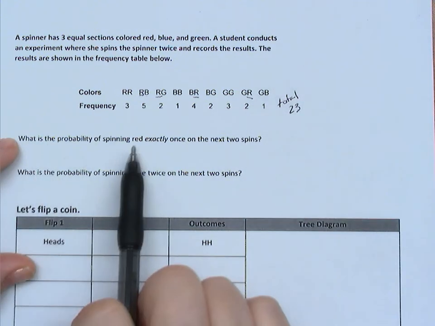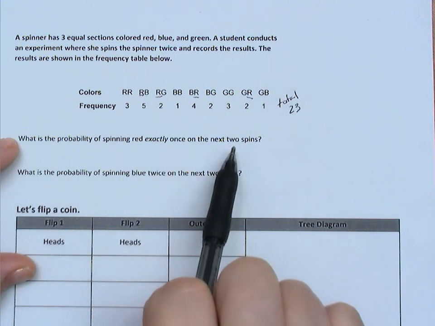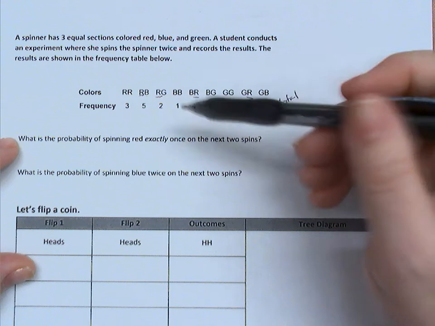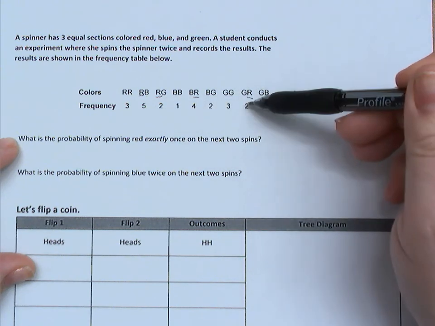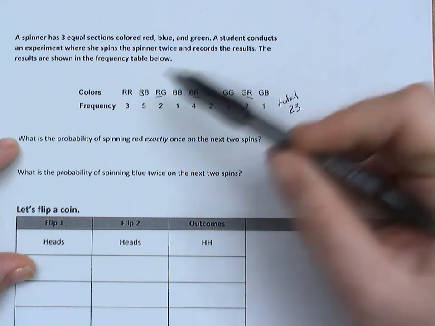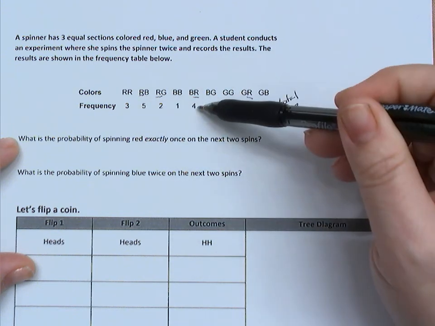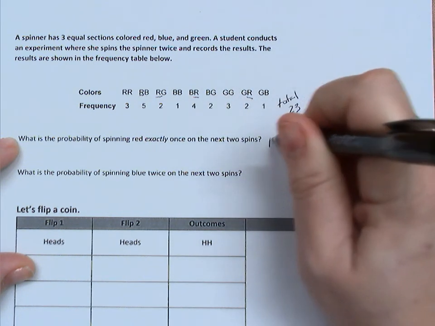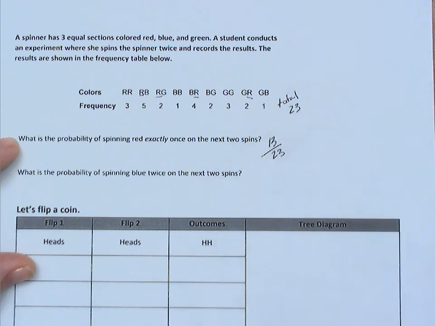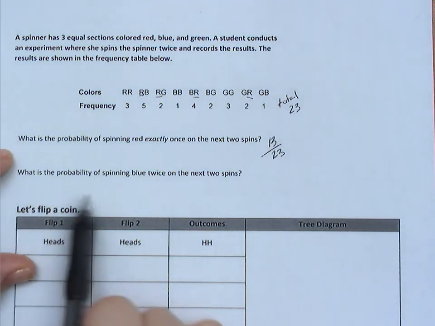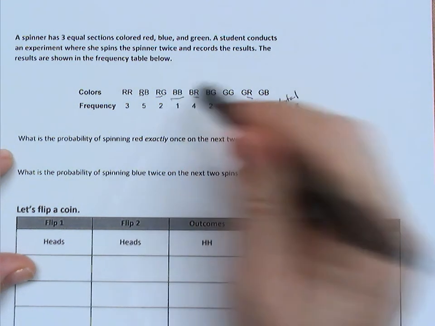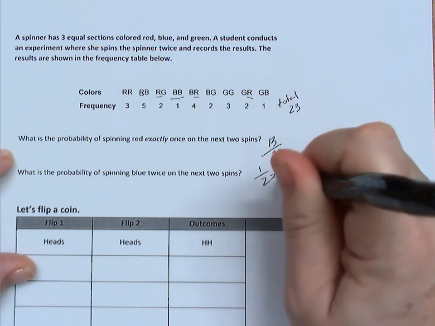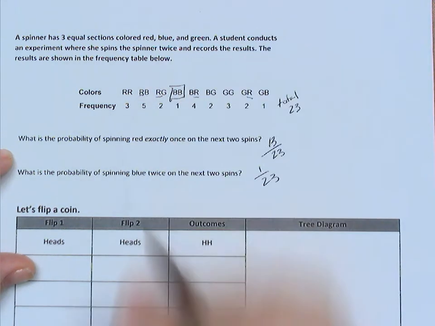So what's the probability of spinning red exactly 1 time in the next 2 spins? Well, let's see, there were 5 here, 5, 6, 7, 11, 13. So she has 13 out of 23 chances of spinning exactly red 1 time in the next 2 spins. What's the probability of spinning blue twice? That means it's going to be blue then blue. Well, that's this, so she's got a 1 in 23 chance of that happening because that's the only place it happens, the blue and blue.